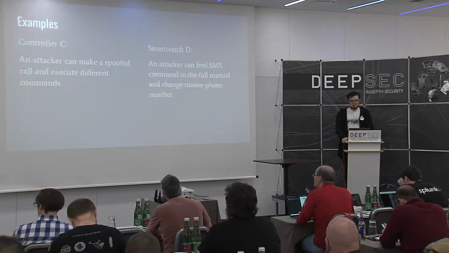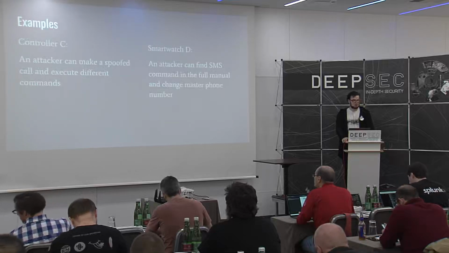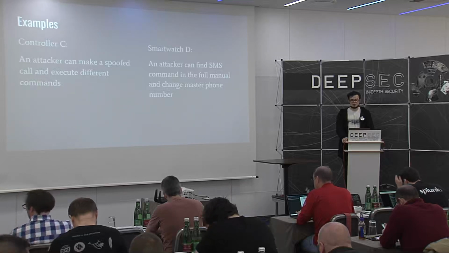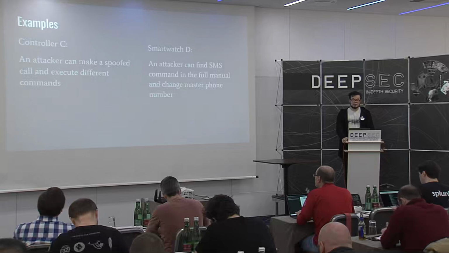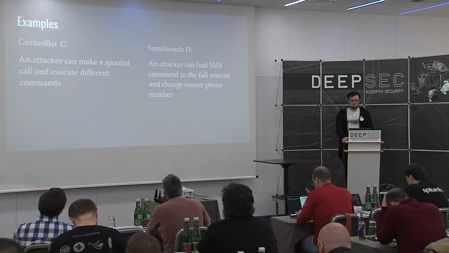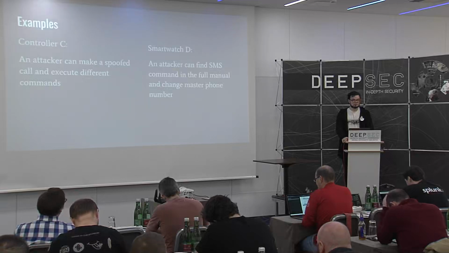In case of the controller C, an attacker can make a spoofed call and execute different commands. And it is funny because this device is used in different systems like smart home controllers, in some GSM alarms, and in some factories. And in case of the smartwatch for kids, an attacker can send an SMS command and execute different commands, including a change of the master phone number. So it allows the hacker to gain full access to this device.